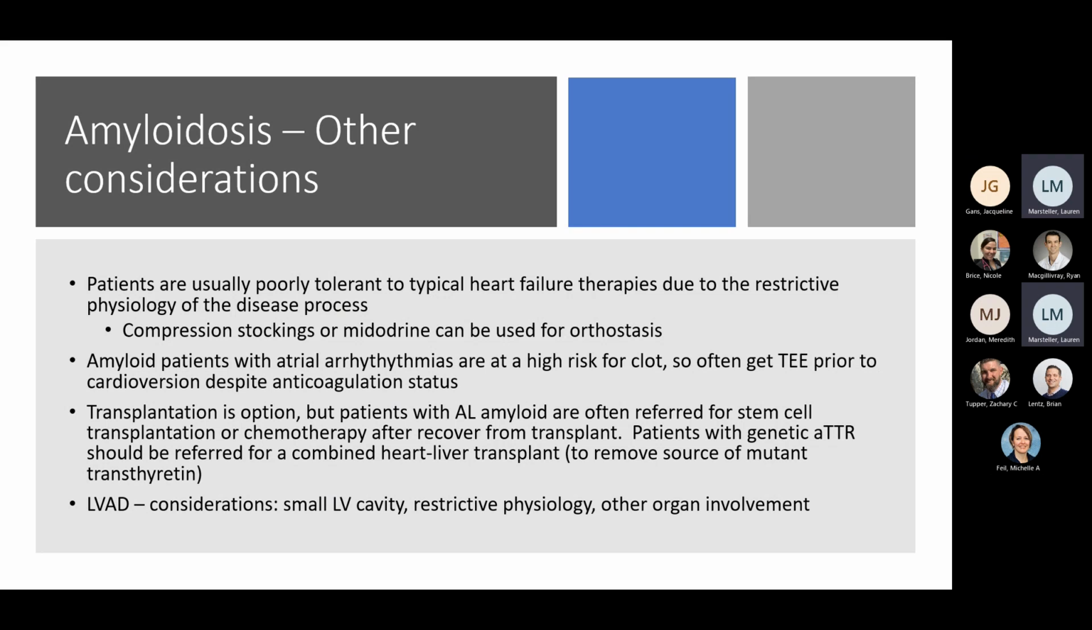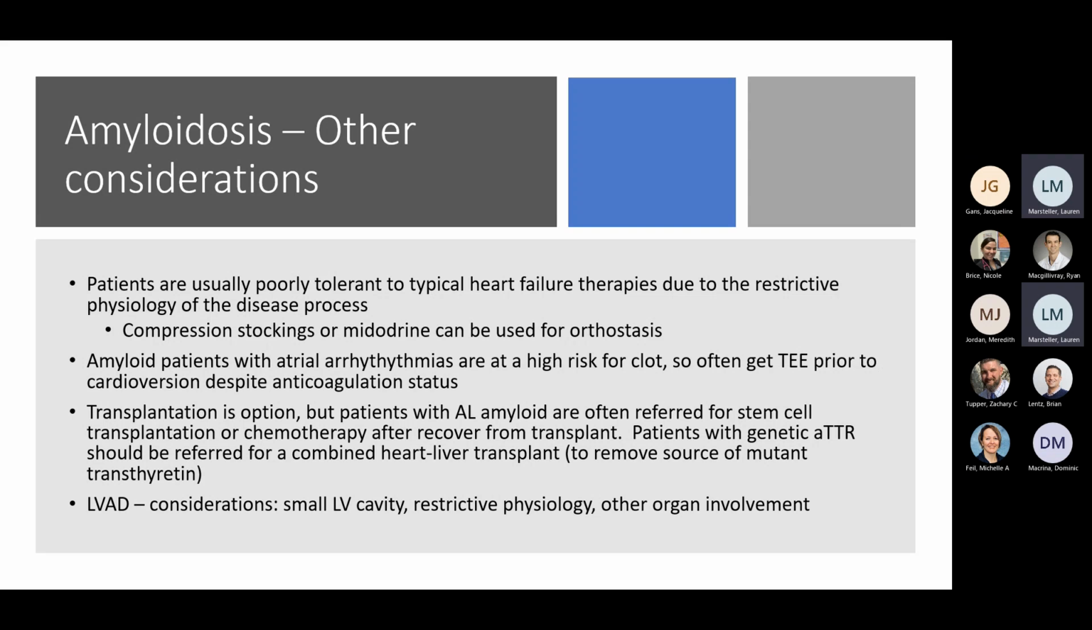Some other considerations for patients with amyloid: they're really poorly tolerant of our standard heart failure therapies, our guideline-directed medical therapies, our beta blockers, neurohormonal blockade, our vasodilators, and that's really with the restrictive physiology of the disease. They oftentimes have low blood pressure and orthostasis. So a lot of times it's really just supportive care with compression stockings or midodrine that we can use to hopefully mitigate the orthostasis.